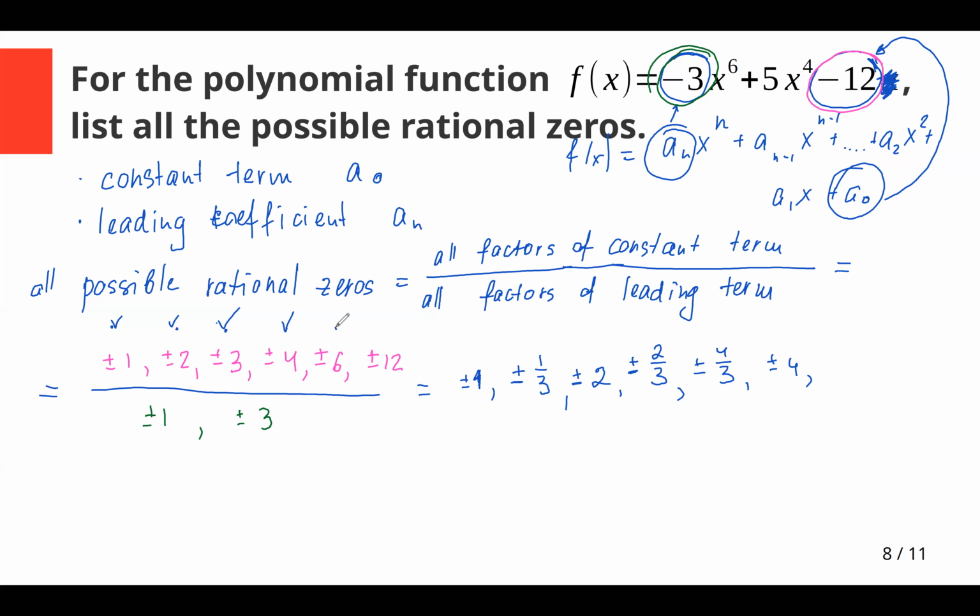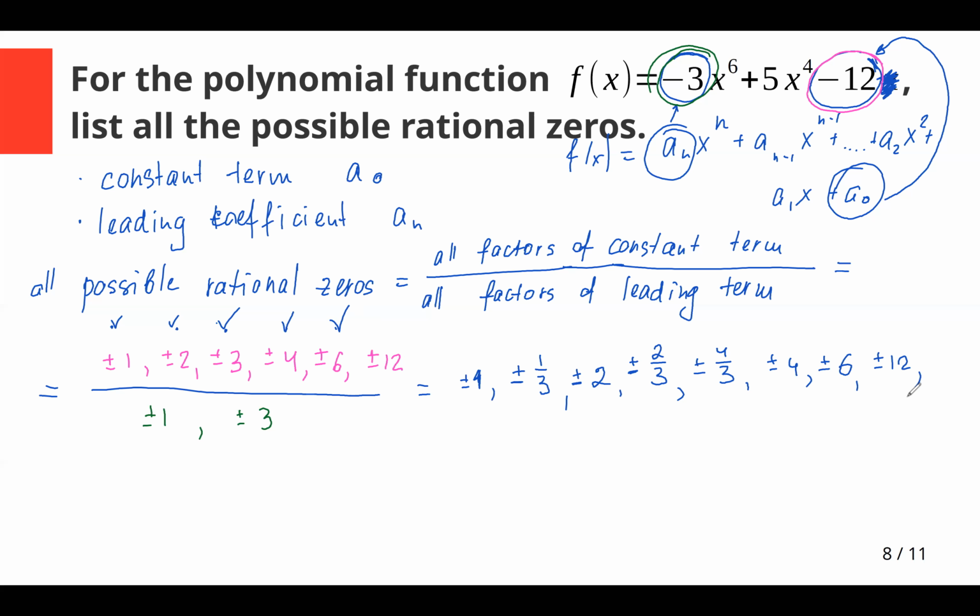Now I'm going on to the 6. So I can divide 6 by 1. I'll get 6, either positive or negative. And I also can divide 6 by 3. But if I divide 6 by 3, it will be 2, and I already listed it. So I'm not going to relist it again, right? And then finally comes 12 divided by 1. So it's plus minus 12. And then 12 divided by 3. Wait, 12 divided by 3 is a 4. So I already have it, right? So I don't need to relist it. And therefore I'm done, right?